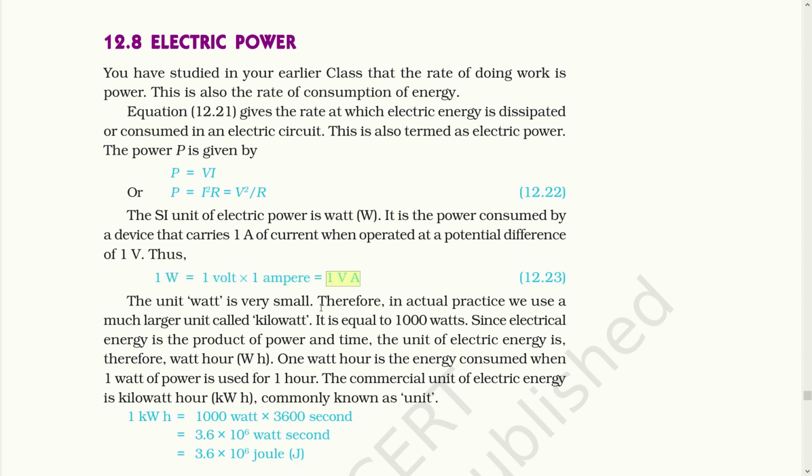The unit watt is very small, therefore in actual practice we use a much larger unit called kilowatt. It is equal to 1000 watts. Since electrical energy is the product of power and time, the unit of electric energy is therefore watt hour. 1 watt hour is the energy consumed when 1 watt of power is used for 1 hour. The commercial unit of electric energy is kilowatt hour, kWh.